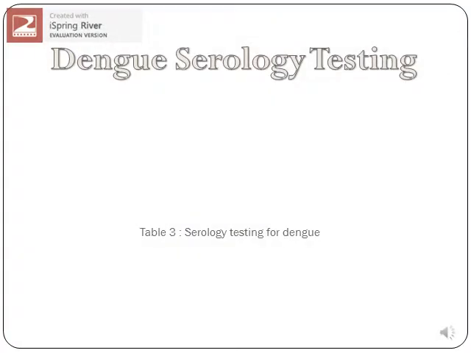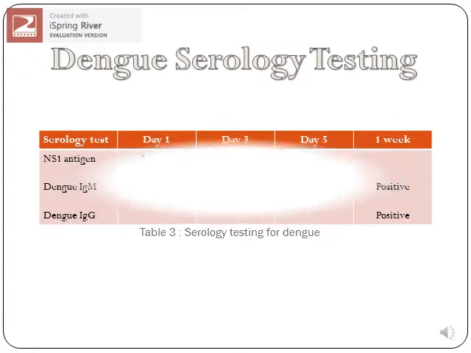Next table is serology testing for dengue. As I mentioned before, NS1 antigen test kit, dengue IgM, and dengue IgG test kits were used. The results show that on day 1 and day 3, NS1 antigen showed a positive result, while dengue IgM showed on day 5 of illness and dengue IgG showed after a week of exposure to the illness.